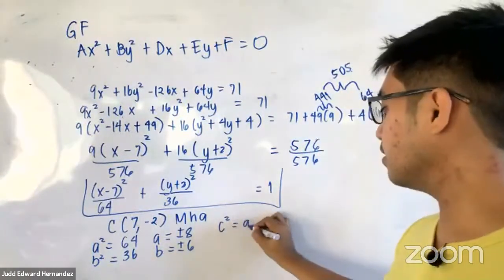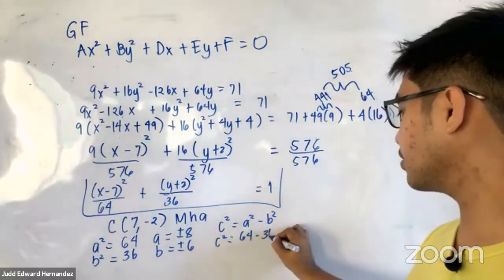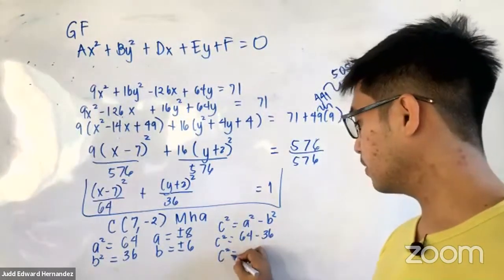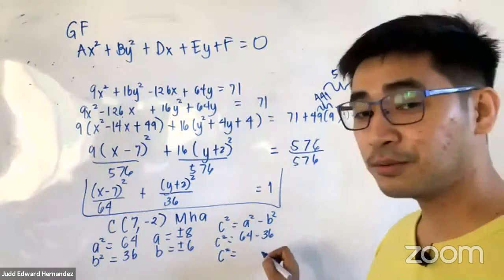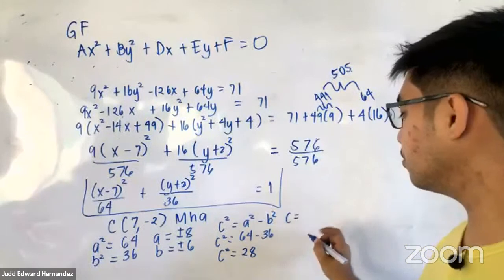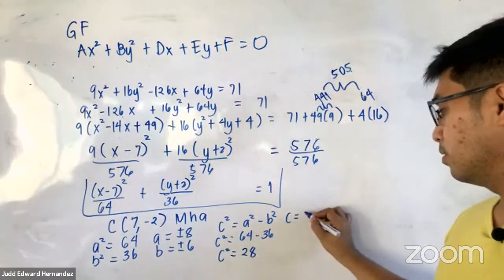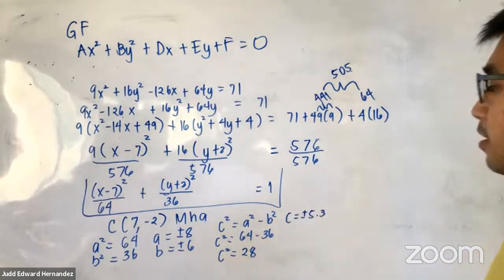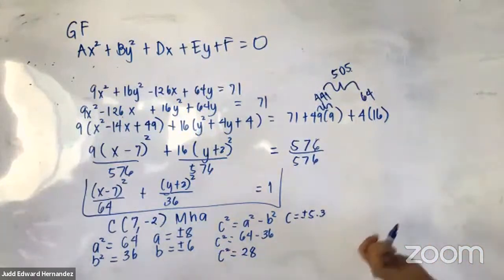C squared now is equal to A squared minus B squared. Therefore, C squared is equal to 64 minus 36. And what is 64 minus 36? 28. Therefore, our C now is equal to the square root of 28. Kuhanin na natin yung decimal form niya. Positive, negative 5.3. So we're now ready to locate the vertices, the foci, and the co-vertices.